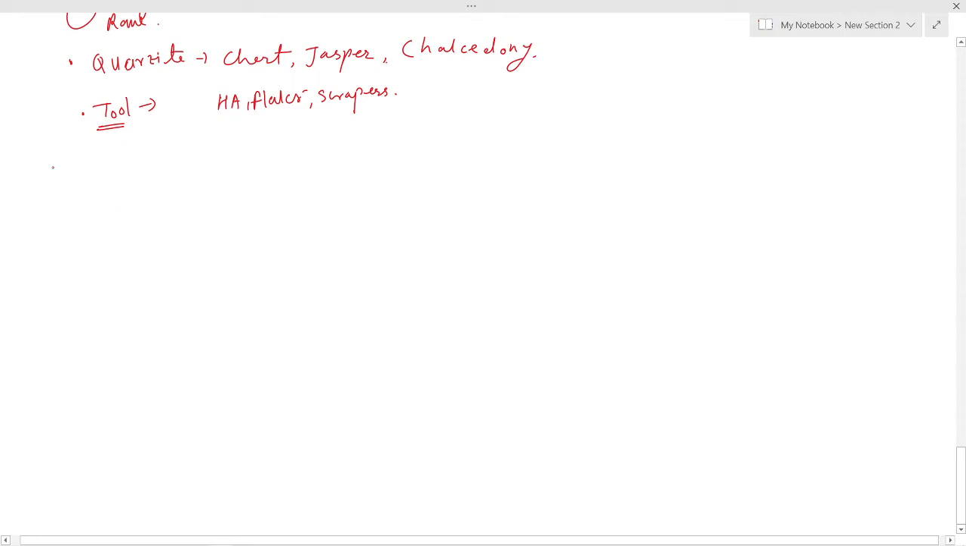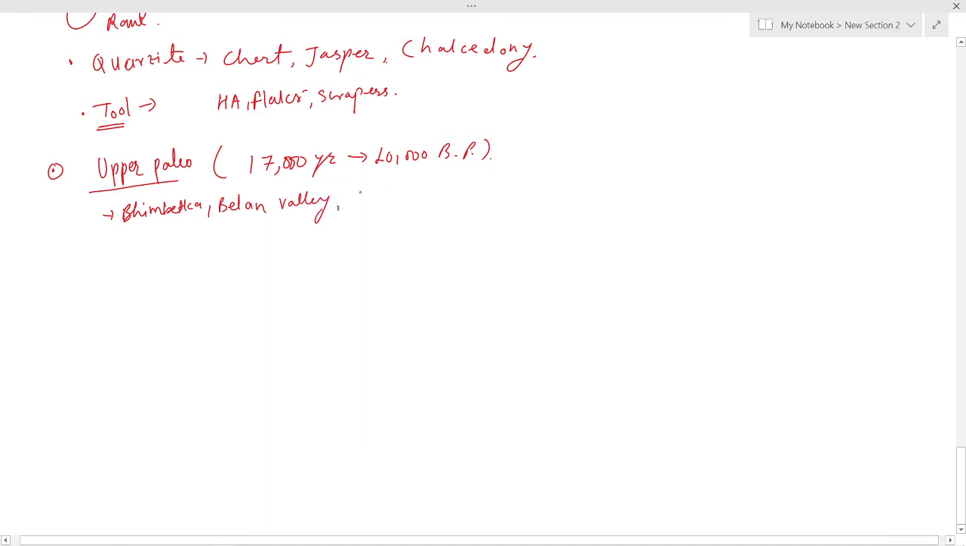Now the last topic in this range is Upper Paleolithic. The time frame is between 17,000 years to 10,000 years before present. With the Upper Paleolithic, the Pleistocene phase got over, and it is found only at a few sites. The shining examples here are Bhimbetka, Belan Valley, and Renigunta.